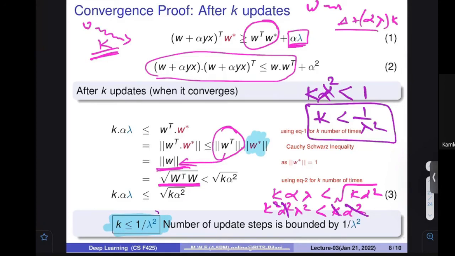What is k? It is how many times you need to update the value. Once again, let me put the light on this. If you have data, then based on the data you get the value of lambda. And this algorithm says that you need not update more than 1 upon lambda square number of times. This is the proof that this update is not going to go on forever. After 1 upon lambda square updates, it is going to converge. This is the convergence proof.